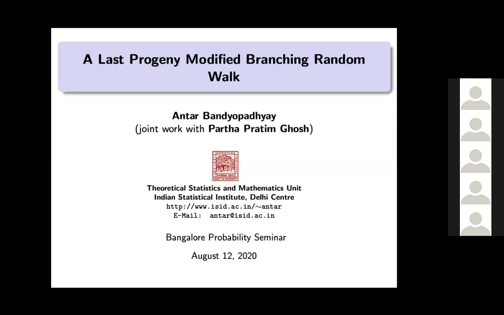I'm really happy to get this opportunity to talk about a recent work, which, as Yogesh said, Partho and I have been working on. Partho is currently completing his PhD here in Delhi. The model I'm going to talk about is what we call a last progeny modified branching random walk. Branching random walk is now a very hot topic in research in probability theory. We have tweaked it a bit, and I'll describe that model soon.